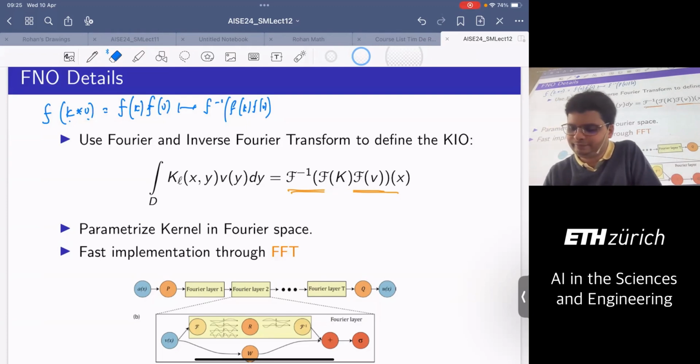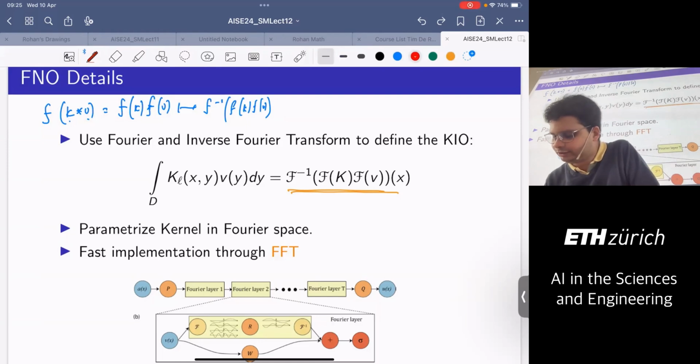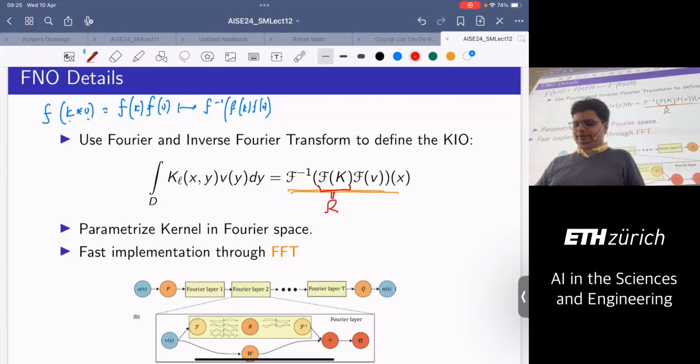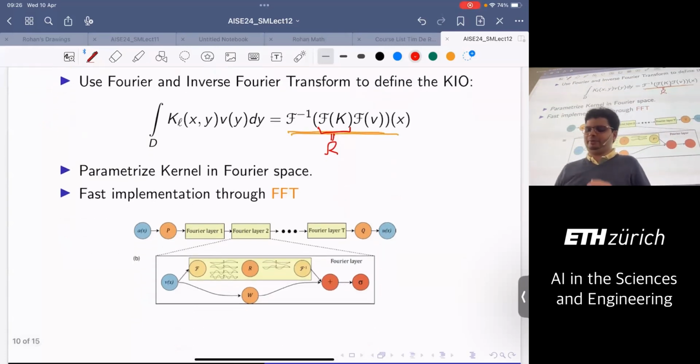So this I'll write as an R here. So this guy here, I'll call an R. So this is just a Fourier multiplier. This is a learnable object. And then I take an inverse Fourier transform. And this is precisely, so remember that this thing is layers, layers, layers. So these are these Fourier layers. And let's unroll one of these Fourier layers.